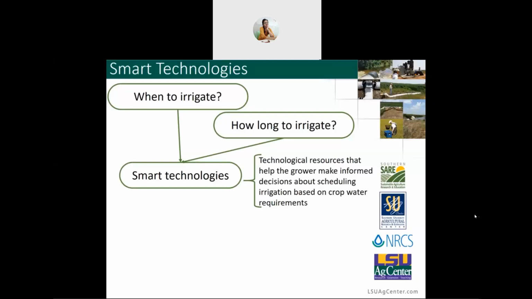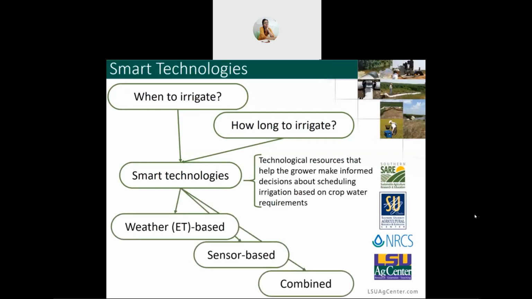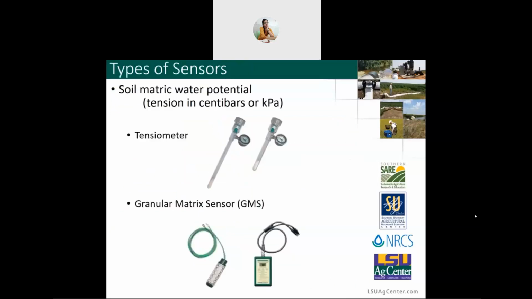So this is from, for example, a soil moisture sensor, from local weather and scheduling based on ET, or a combination of both. So let's focus on soil moisture sensors, because that's what's been used most readily in Louisiana in the last few years. There are multiple types of soil moisture sensors.